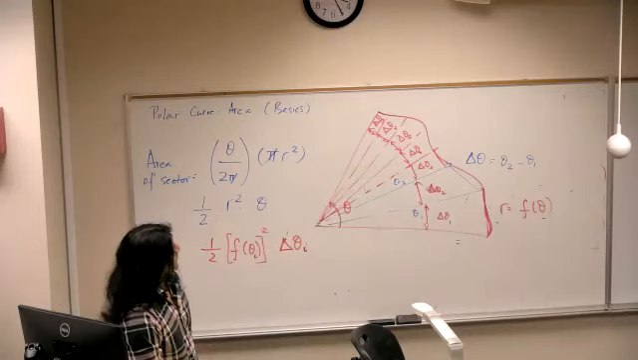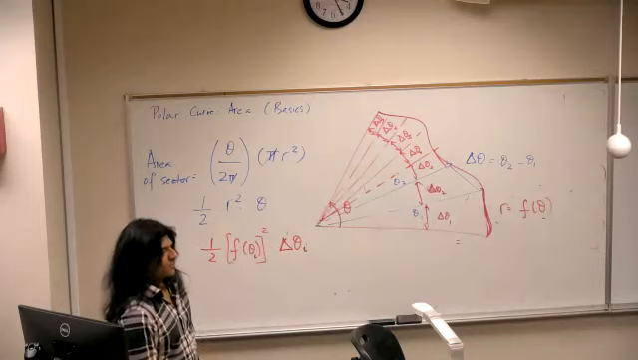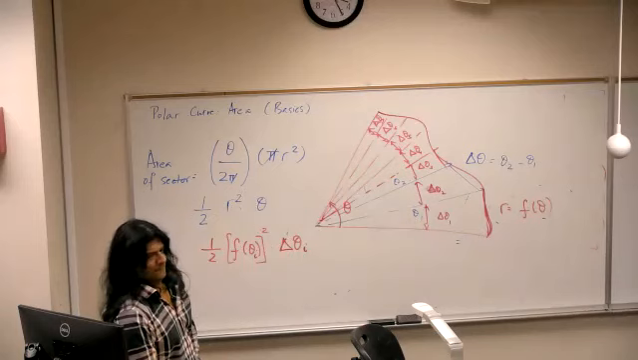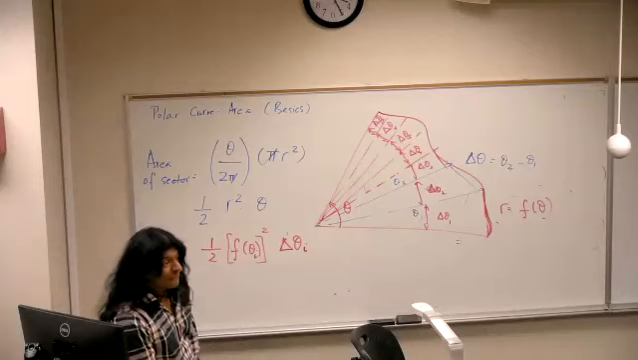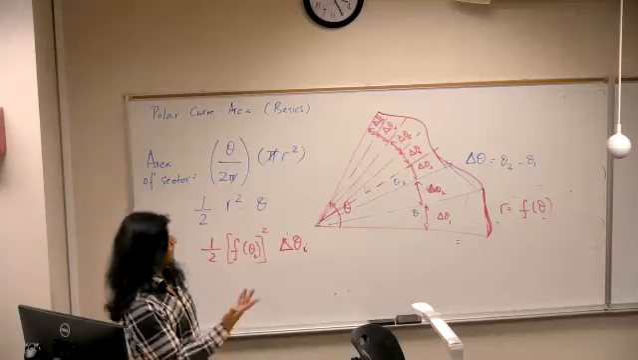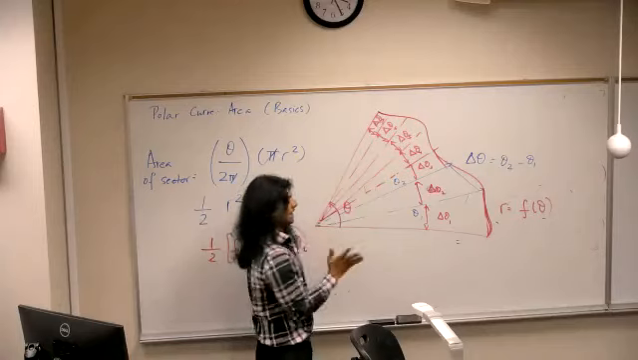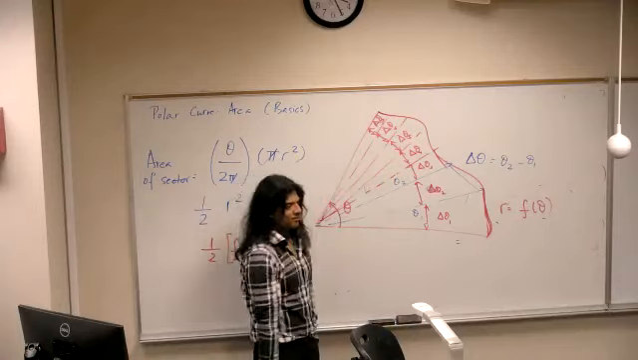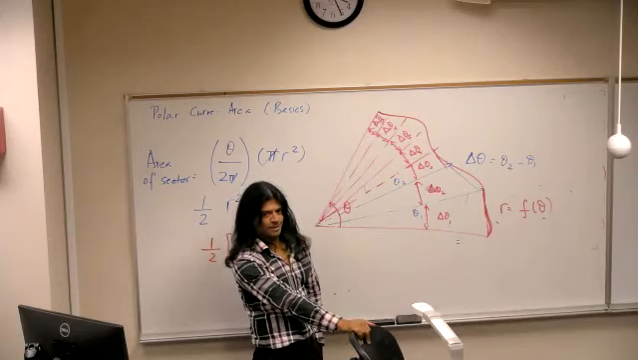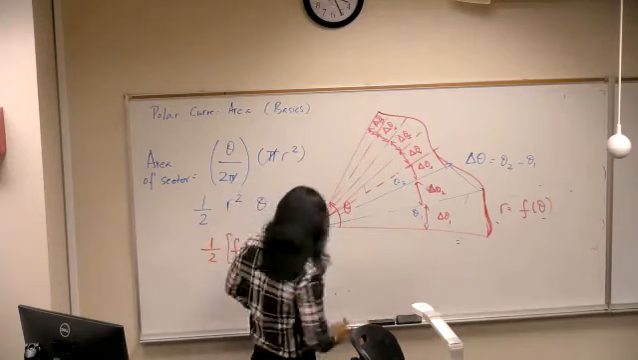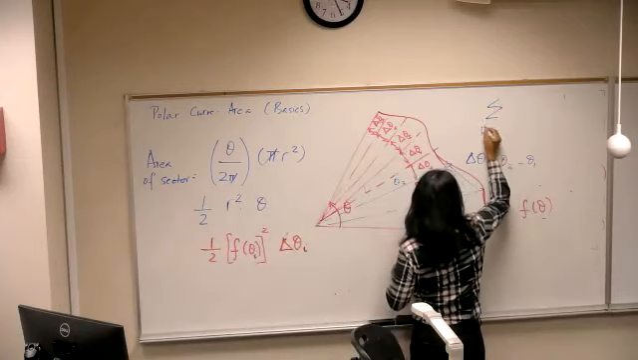I've used 7 slices. Could I use 4? Okay, how many more? Infinite. If I use infinitely many sectors, do you think I'll get the exact area of that weird shape? Yes, no, maybe? So, that area, I'm going to write it this way.